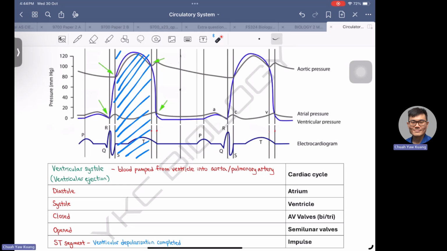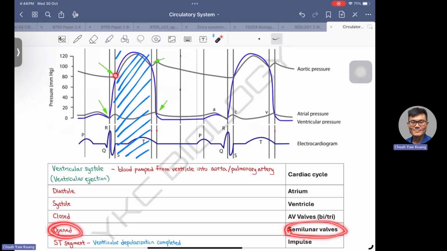During this time, the atrium is still undergoing diastole. The ventricle is still in systole. And the AV valve will remain closed at this point. The AV valve will remain closed from this point until this point. While the semilunar valve will now be open starting at this point.